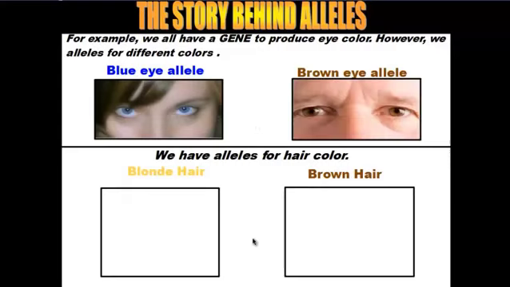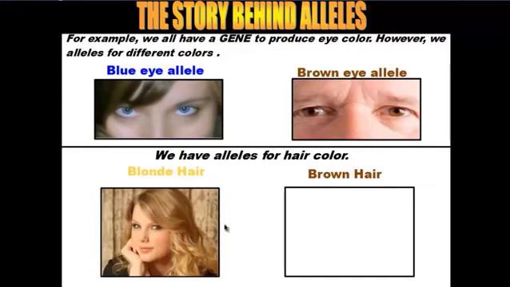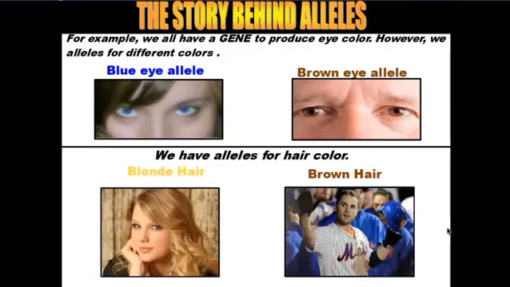However, hair color can have different alleles too. So we all have genes to make hair color. However, not everyone has the same. So for example, there's an allele or a gene to make blonde hair, like Taylor Swift has. Or there's a gene to make brown hair, like third baseman for the New York Mets, David Wright has. So again, alleles are just these different versions to make these particular traits. We all have the ability to make these traits, but we just have different colors and different versions of them.